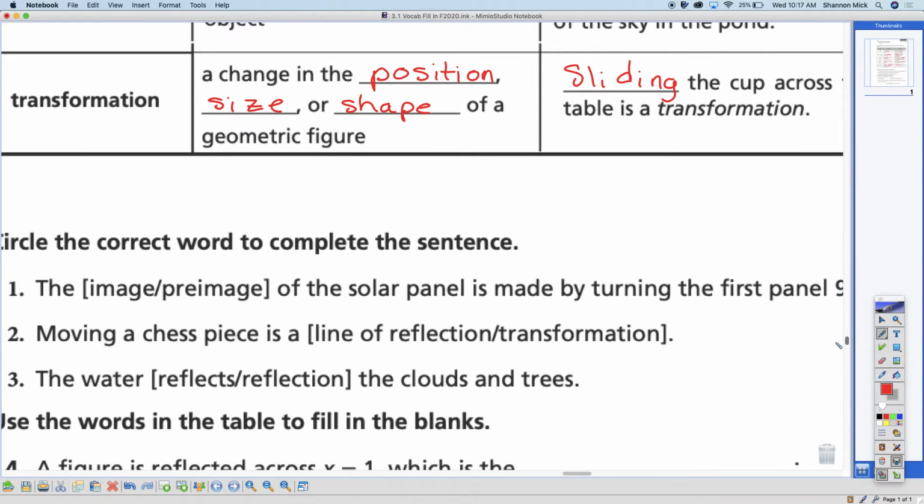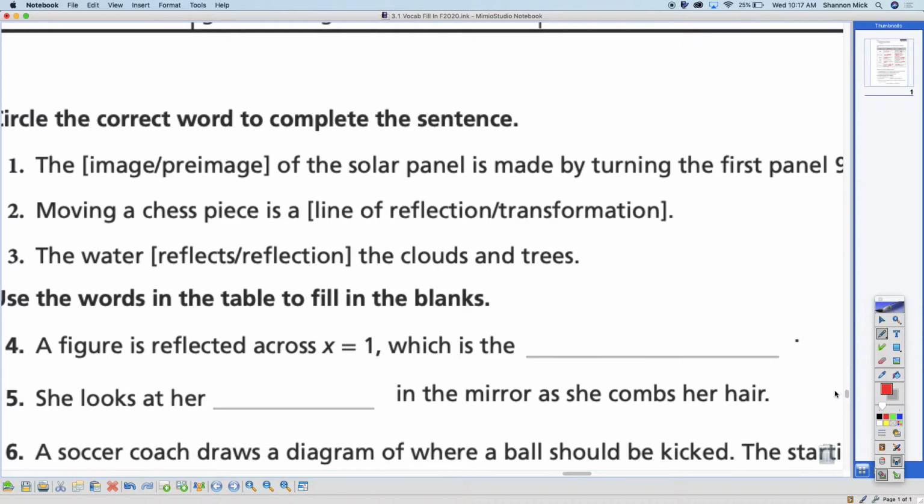Okay, now here at the bottom, we have to make some decisions. The blank of a solar panel is made by turning the first panel 90 degrees. I can't get the 90 degrees on my paper, it's on yours. Okay, so is it image or pre-image? It's image because I'm already turning it, right? Moving a chess piece is a blank. Is it a reflection or a transformation? Transformation. The water blank the clouds and trees. Reflects.